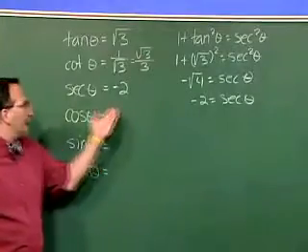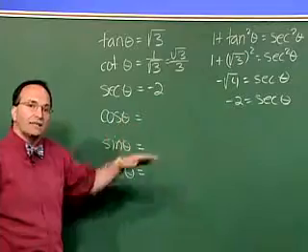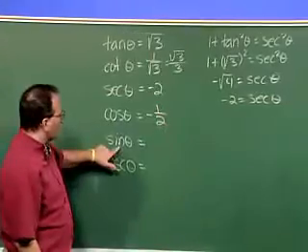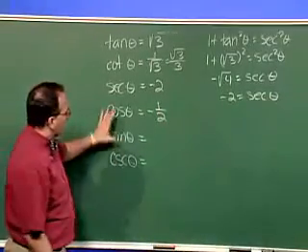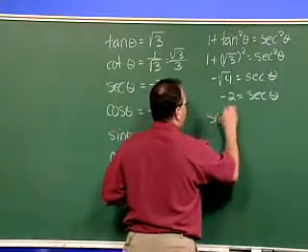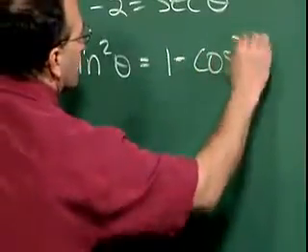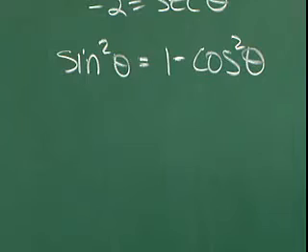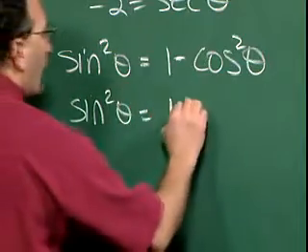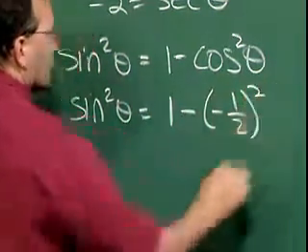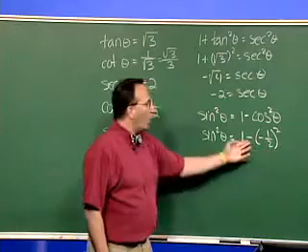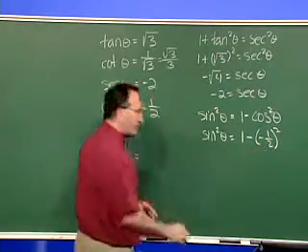Well, once we know that secant theta is -2, we know the cosine is its reciprocal, -1/2. To find the sine of theta, we can now use the Pythagorean identity that relates cosine squared and sine squared. So sine squared theta is equal to 1 minus cosine squared theta. And cosine theta is -1/2. So sine squared theta is 1 minus -1/2 squared. -1/2 squared is positive 1/4. 1 minus 1/4 is 3/4.